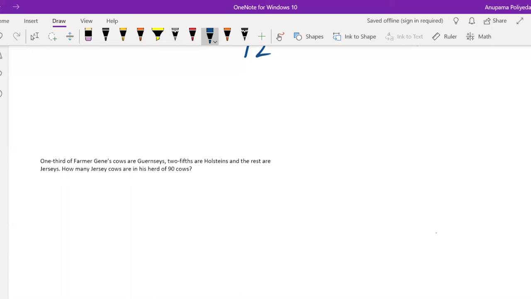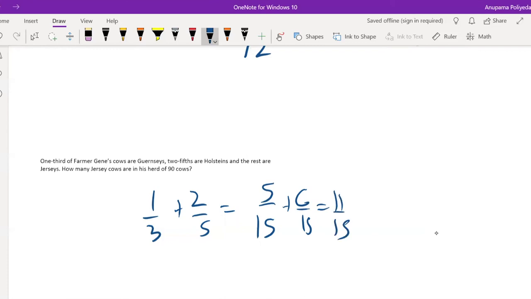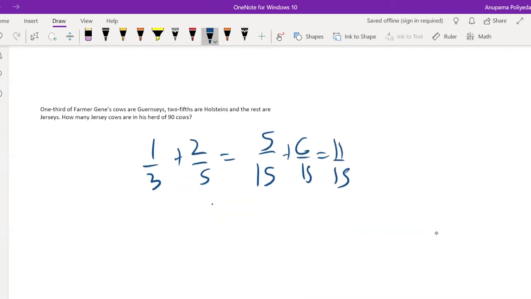That would be a good strategy. But if you really want to be fast, you can just add up the fractions. One third plus two fifths, or 5 over 15 plus 6 over 15, is 11 over 15. Subtract that from the total, so you know that 4 over 15ths of the cows are Jerseys. Then you only need to do one multiplication: 4 over 15 times 90, or 24. If you want to save some time, that's another way you can do it.